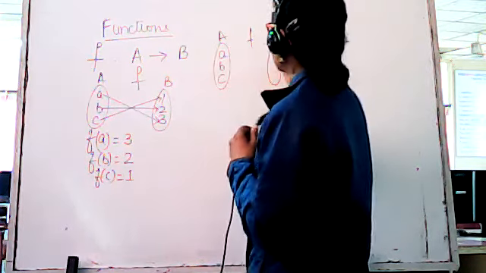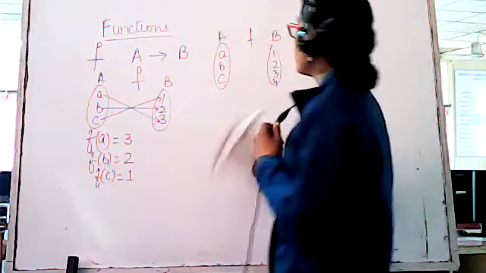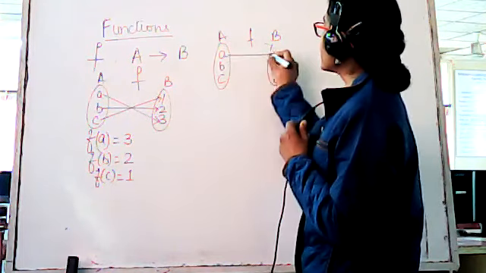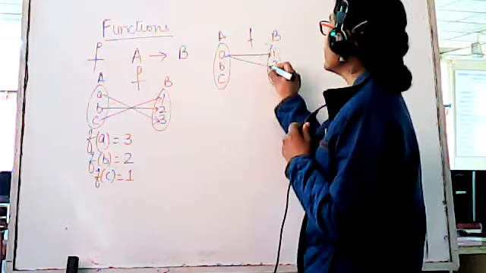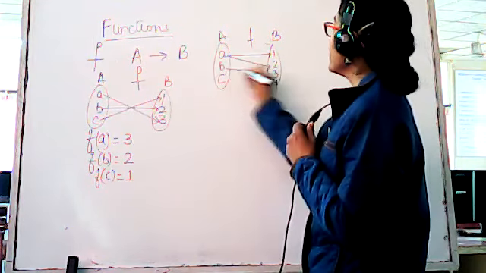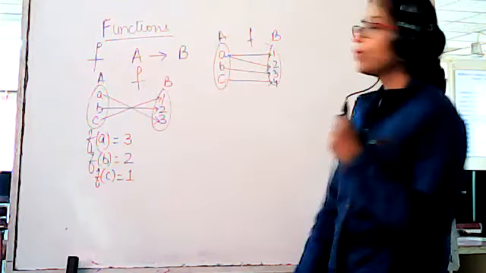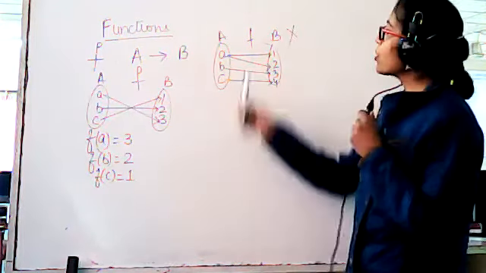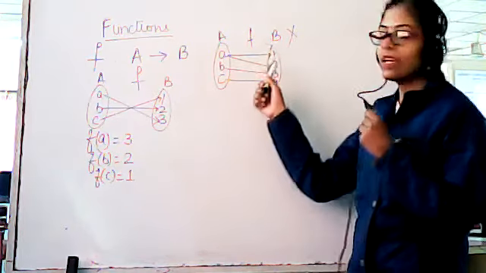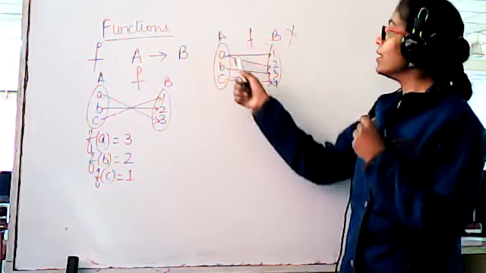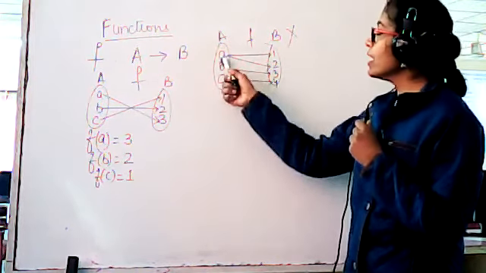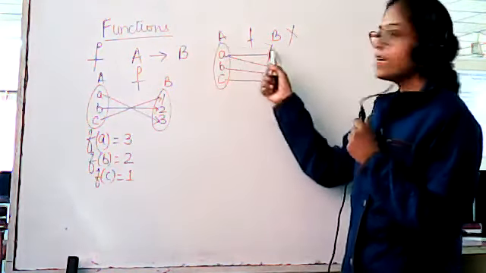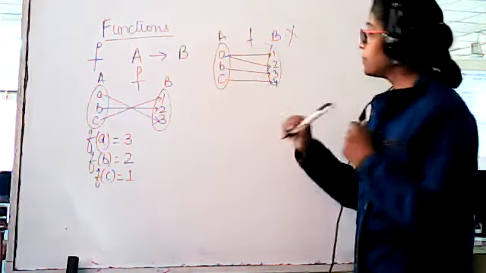Okay? Again, let us suppose we are having a function like this, f from A to B, with a, b, c and 1, 2, 3, 4. Let us suppose a is related to 1 and a is also related to 2. b is related to 3 and c is related to 4. Now, this is not a function. Why is this not a function? Because a is related to 2 elements. What definition have we written? Every element of set A is related to exactly one element of set B. So every element should have a single image, not more than one.